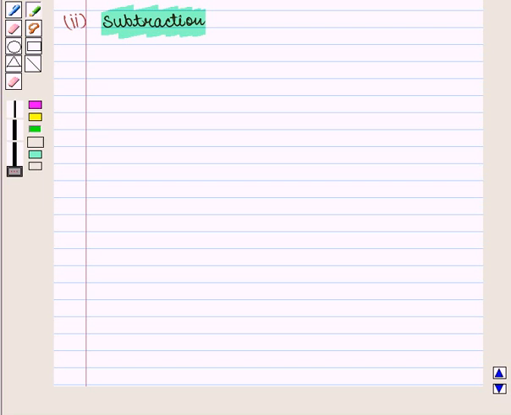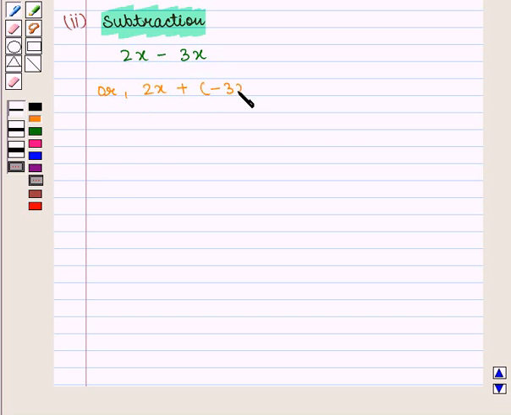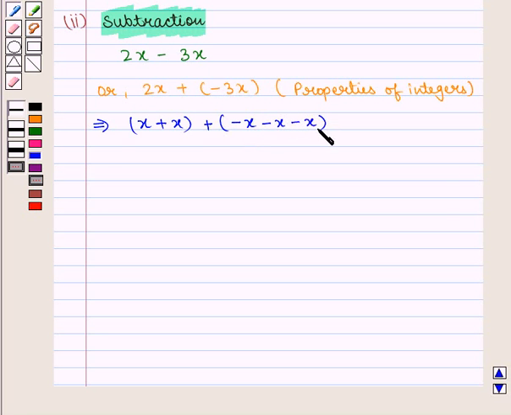Similarly, we have subtraction. Now consider the expression 2x minus 3x. We can also write this expression as 2x plus (minus 3x) by using the properties of integers. That is, 2x can be written as x plus x, and minus 3x can be written as minus x minus x minus x. Plus of minus x is minus x. Again, plus of minus x is minus x. And therefore, we are left with minus x.